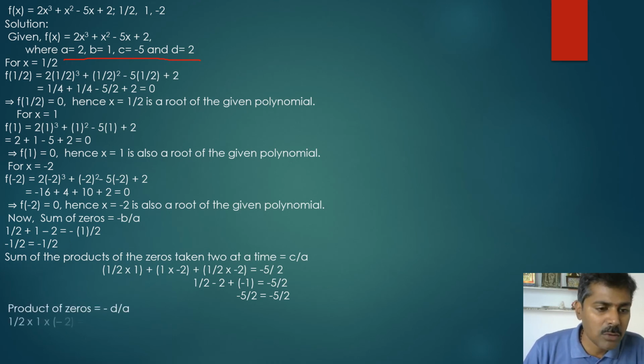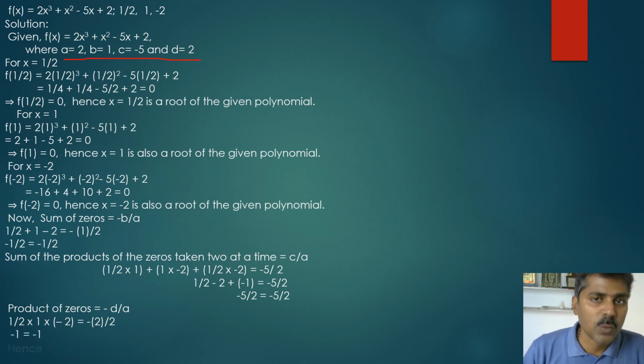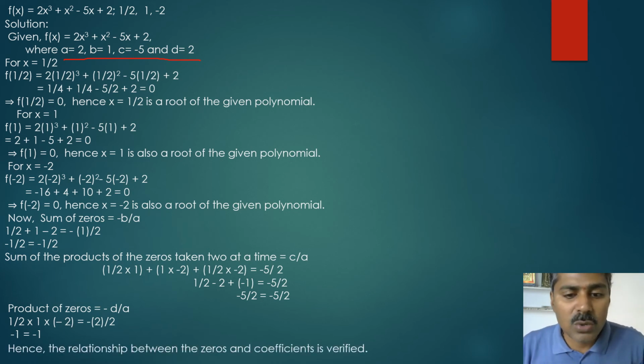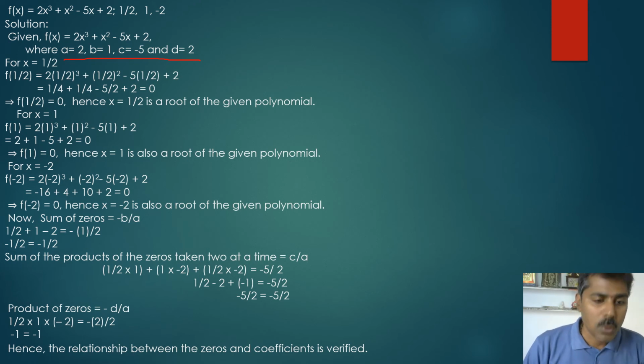On the left hand side I have to take all the three zeros and their multiplication, and on the right hand side I have to go with d equal to 2 and a equal to 2. I get minus 1 and minus 1. Hence we can say that the relationship between the zeros and the coefficients is verified. This is an important problem which comes in your final examinations. So practice well. And finally, we'll go with one more topic, quadratic polynomials.